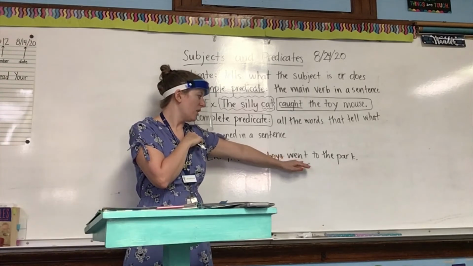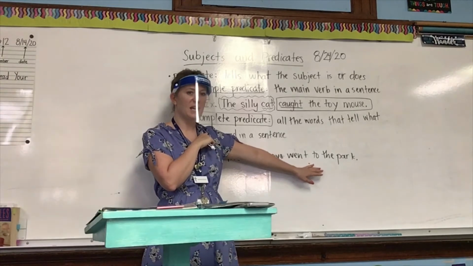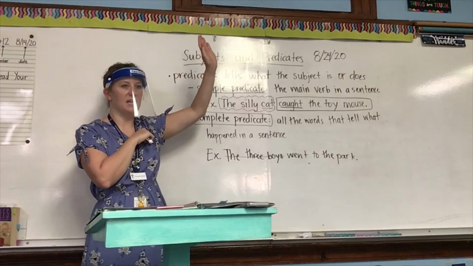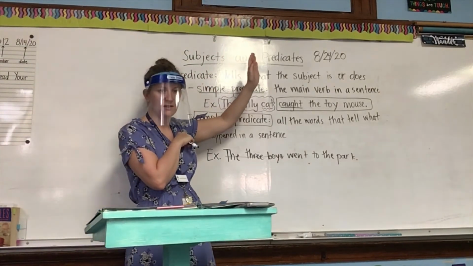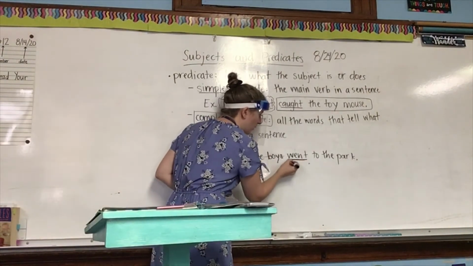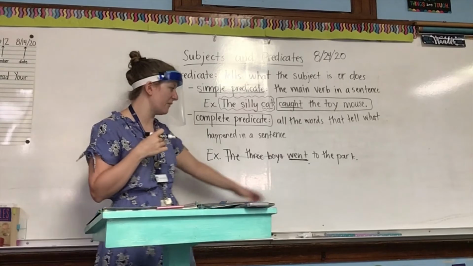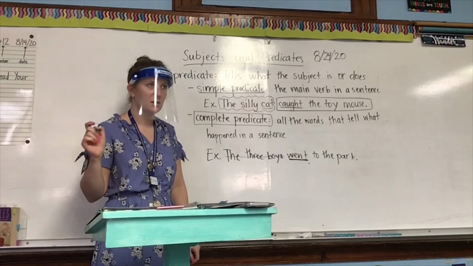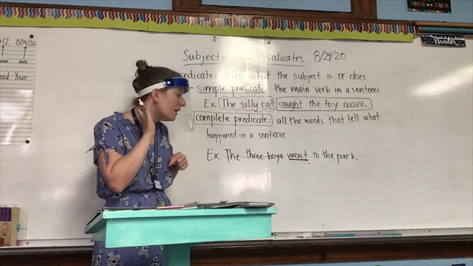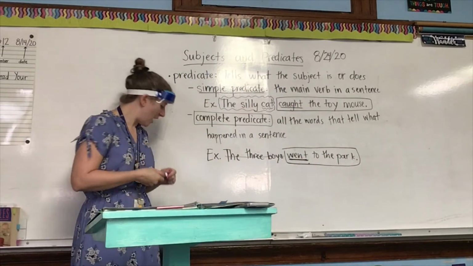Now, the three boys went to the park. Well, we know we're done with the three boys. So now I need to figure out what is the simple predicate and what is the complete predicate. Raise your hand if you can tell me what the simple predicate is. Carla. Went. The one word that says what they did. Well, they went. But now we need the complete predicate because that's kind of a boring sentence if we said the three boys went. So, to add some detail, we're going to do a complete predicate, which is what, Michaela? Went to the park. Very good. Okay.